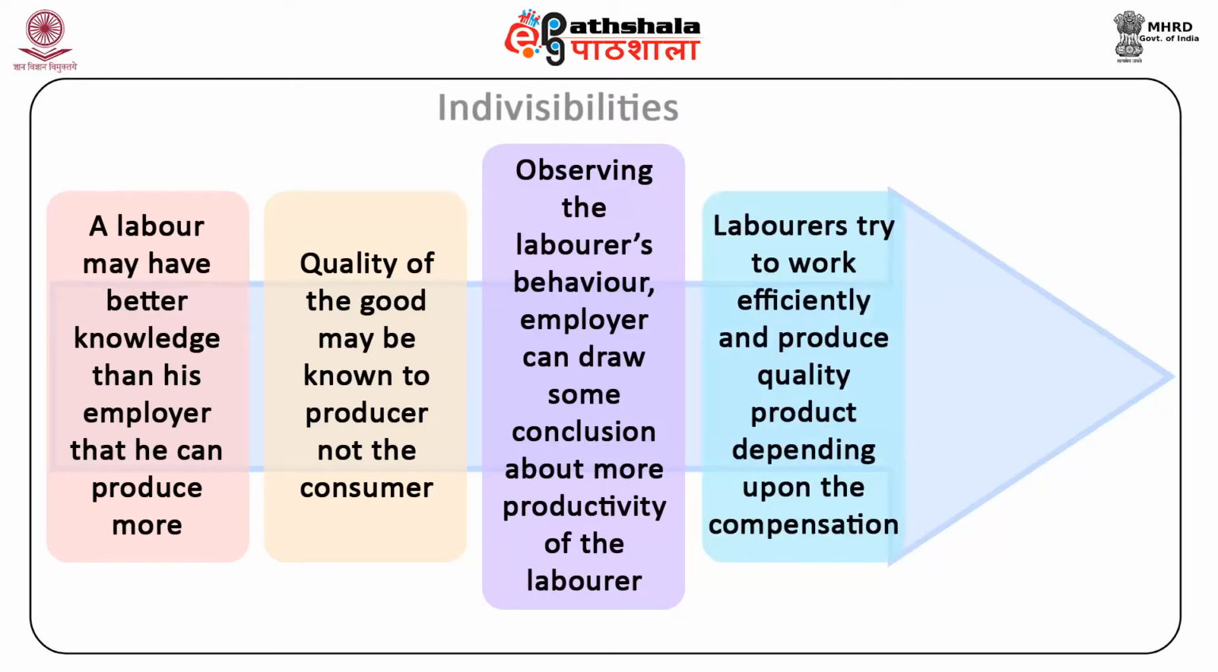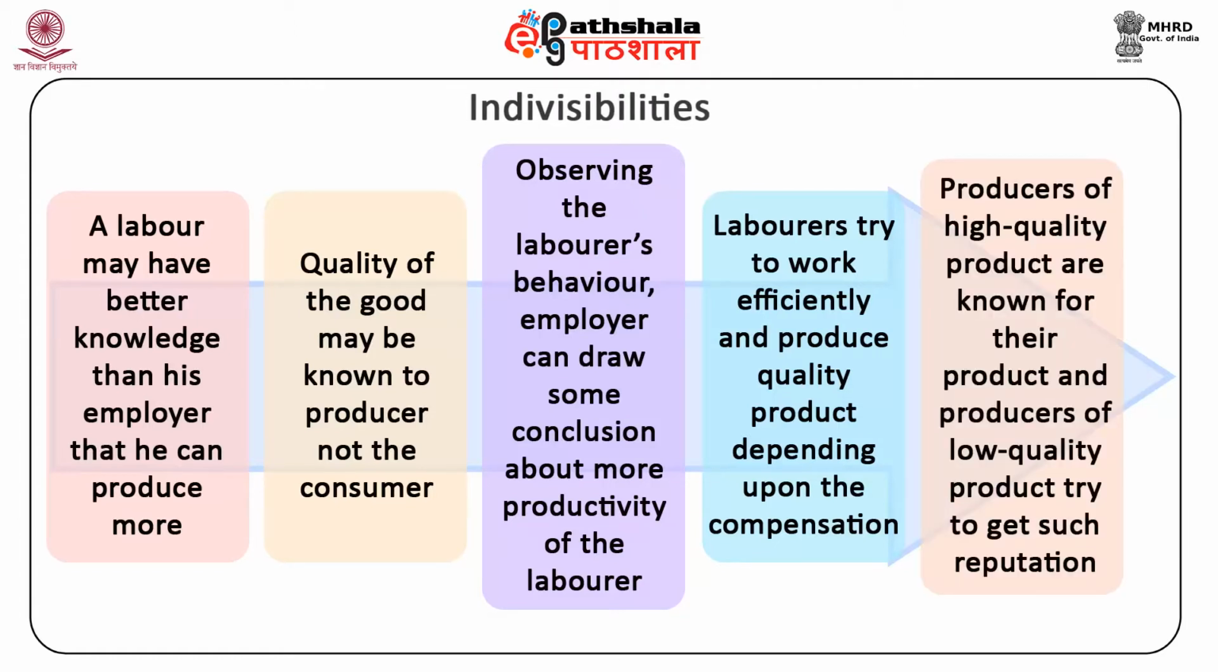The laborers try to work efficiently and produce quality product depending upon the compensation they received. If they get good compensation, then their work will be highly qualitative, otherwise not necessarily. Similarly, producers of high quality product are known for their product and producers of low quality product try to get such reputation.